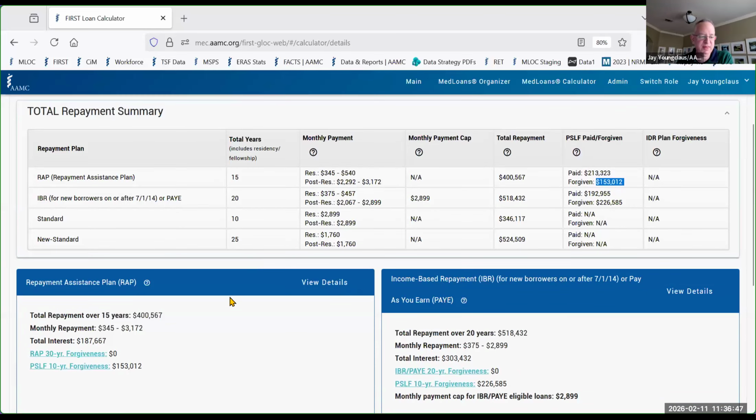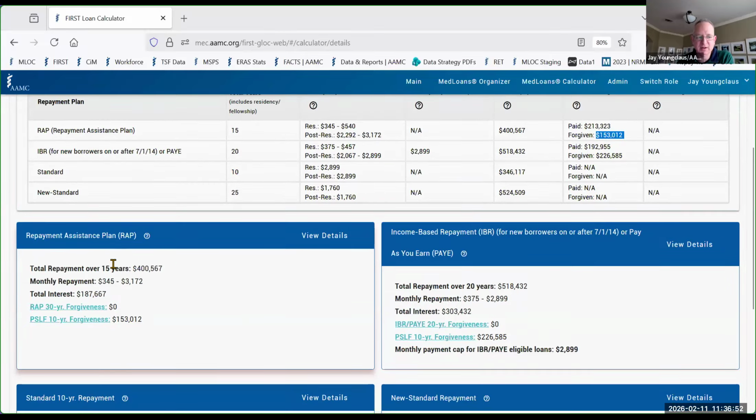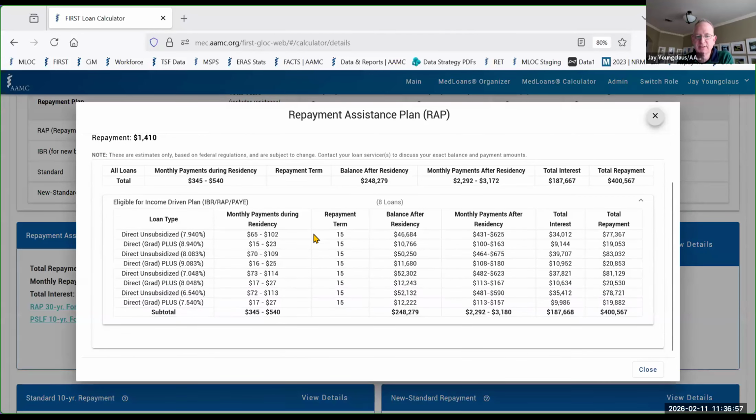And again, I think we're almost done. One more thing I will show. This is, again, kind of a summary repeating, but it is useful to see the view details if you're really curious. The way the calculator is working behind the scenes, it's dealing with each one of your loans at the monthly level. So it runs through complex calculations where it's looking at the monthly interest, the monthly payment, figuring out the balance on that loan, then it moves to the next loan. So here we're just showing you all the loans when they add up together, what is the total monthly payment and what's the monthly payment during and after residency.